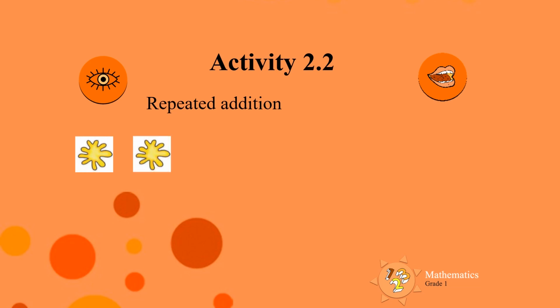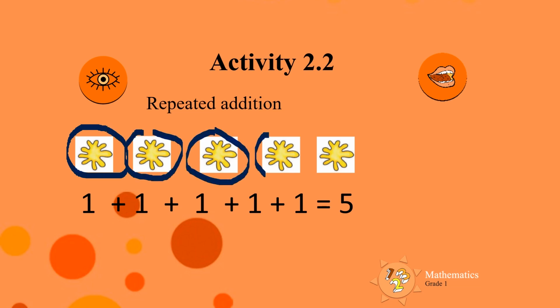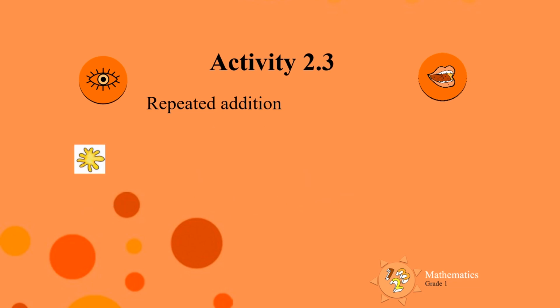Look at another one. 1, 2, 3, 4, 5. And we say 1 plus 1 plus 1 plus 1 plus 1 is equal to 5. And we can see it's one little group: 1 and 1 and 1 and 1. All of them separate is equal to 5. Good. We'll do one more.